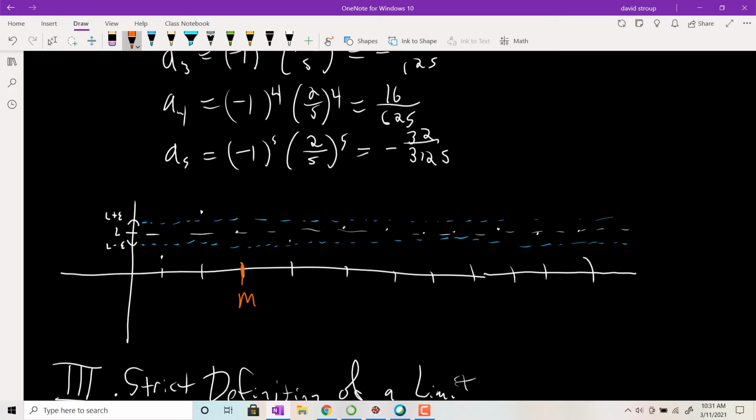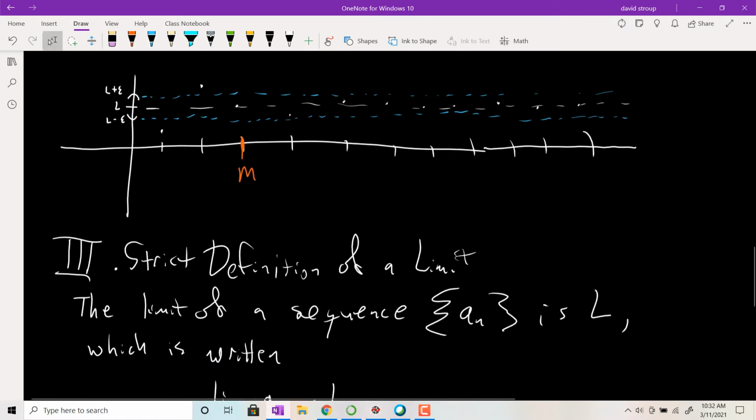Okay, so the strict definition of a limit says that for any epsilon you pick, and no matter how close you get to this L, you can always go out far enough and find this M value such that all the terms of the sequence past that M value will be within this little channel built by the epsilons.